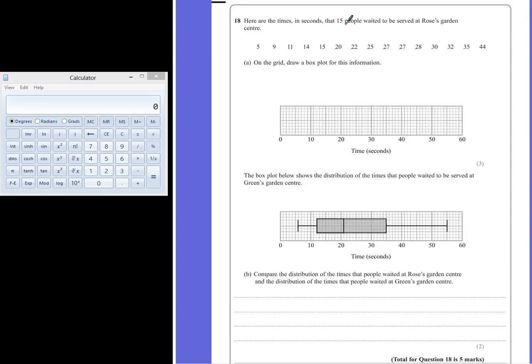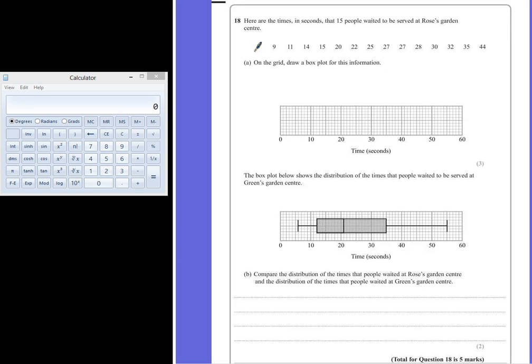Question 18. Here are the times in seconds that 15 people waited to be served at Rose's Garden Centre. Question A asks us to, on the grid, draw a box plot for this information. A box plot uses 5 pieces of information.